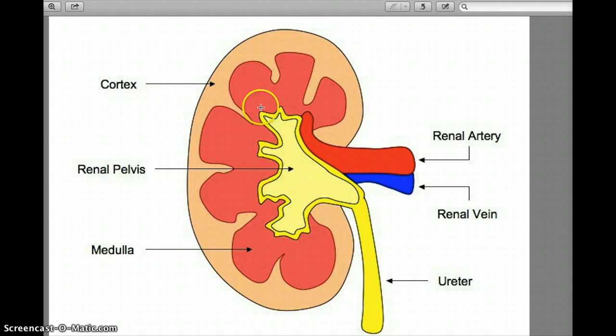You can't tell right now, it'll be discussed in another video, but there are nephrons, millions and millions of nephrons, which are inside of the cortex, the renal pelvis, and the medulla. Inside of the cortex, there are cortical nephrons, and inside of the medulla are the juxtamedullary nephrons. So there's the basic structure of the kidney.